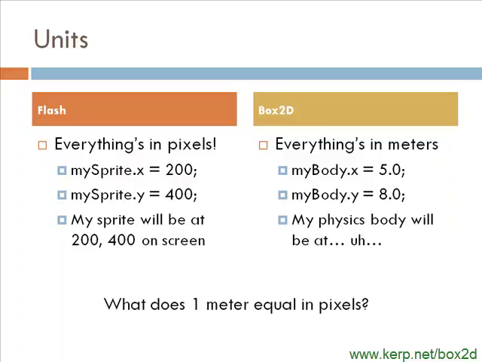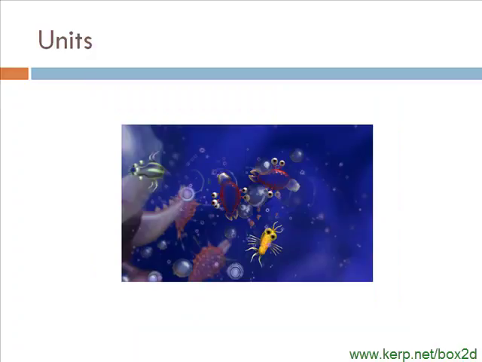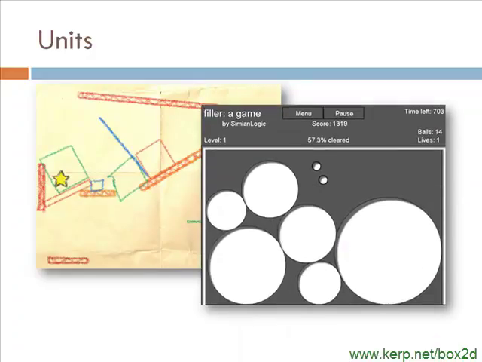And obviously this is a tricky question because it can vary from game to game. In a game like Civilization, 1 meter is probably 1 pixel or maybe half a pixel. If you're looking at the cellular stage of Spore, 1 meter is going to be many thousands of pixels. And if you're looking at weird abstract physicsy games like Crayon Physics or Filler, we have no idea what 1 meter actually is in these game worlds.